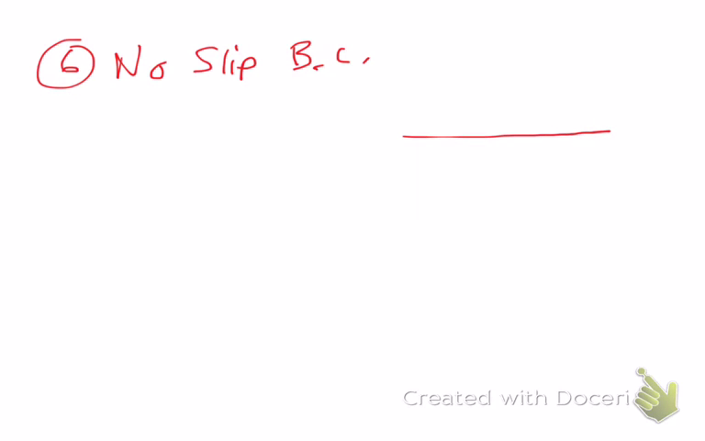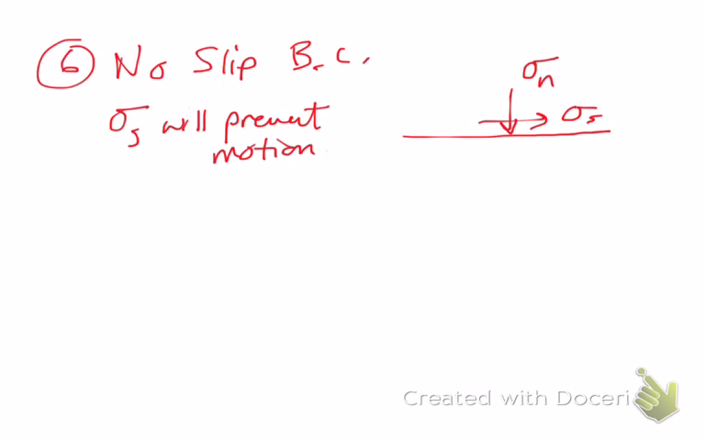A few others that we didn't quite get to in these examples. With fluids in particular, the no slip boundary condition, what that's saying is that a particular boundary can have a normal force, so you can have a normal stress, but your shear stress will prevent any motion. So this isn't necessarily saying anything about the normal. You can still have regular normal stresses on this, but your shear stress means that your velocity there is zero.